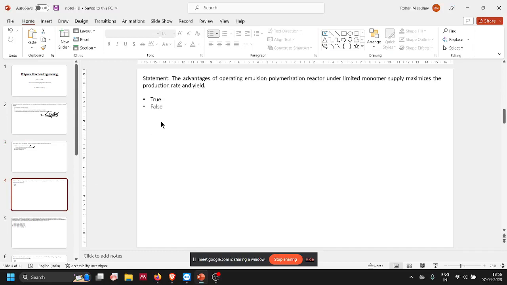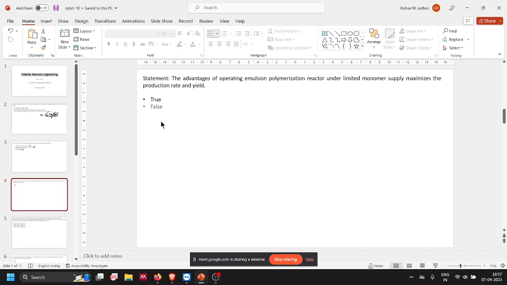Next is a true or false type question. The advantages of operating an emulsion polymerization reactor under limited monomer supply maximizes the production rate and yield. The advantage is that a monomer starved process won't get inhibited, as the inhibition reaction is minimum. That is one of the advantages of operating an emulsion polymerization reactor under limited monomer supply.